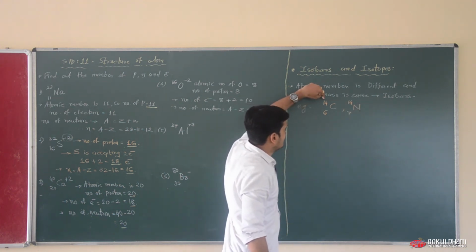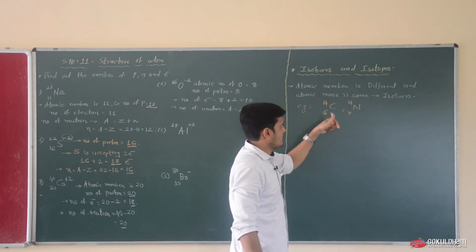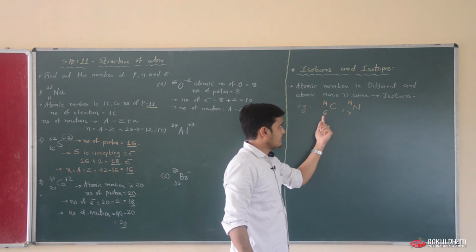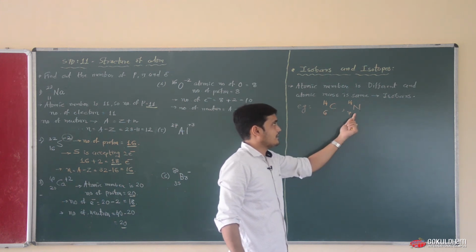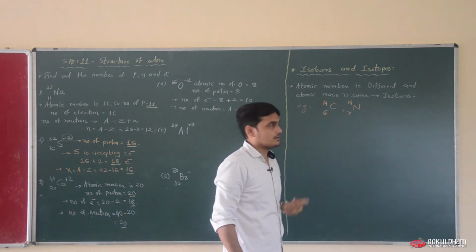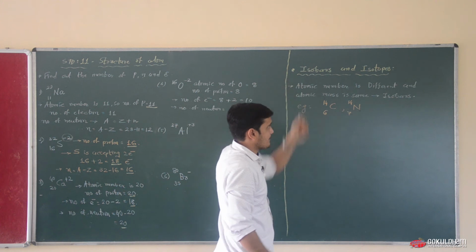The atomic mass is same, that is 14 and 14, but the atomic numbers are different. 6th one is carbon and 7th one is nitrogen. So this is the basic example of isobar.